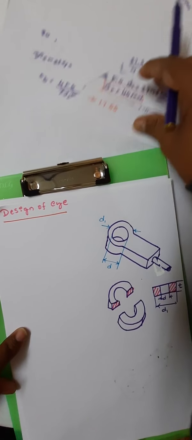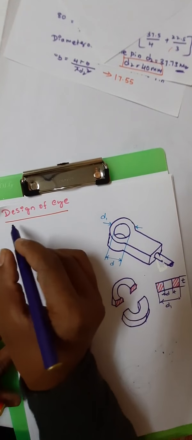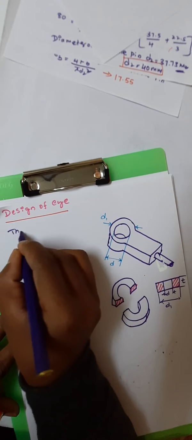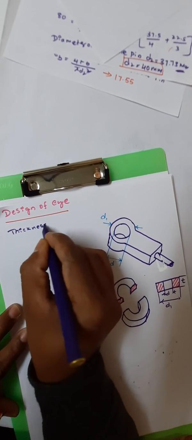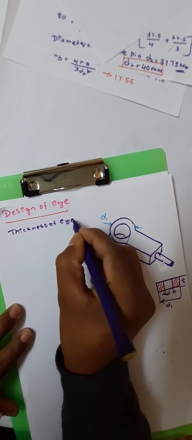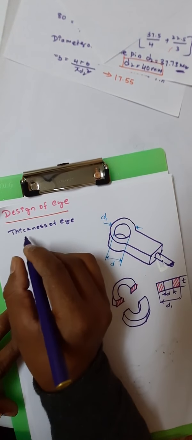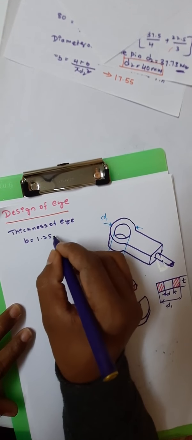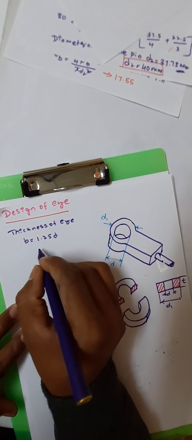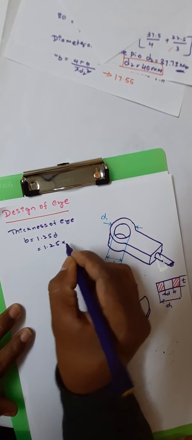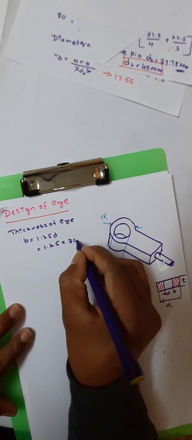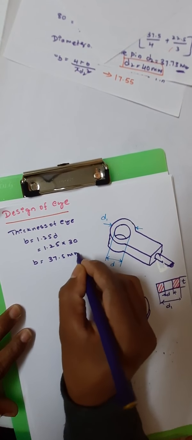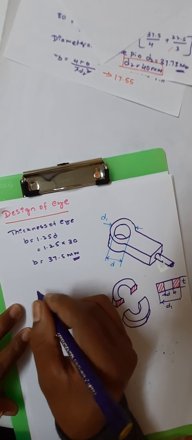First what we need to find out, we need to find out the thickness of the eye. Thickness of eye, that is b is equal to 1.25 times of d. So therefore 1.25 into 30 will get b is equal to 37.5 mm. That is the value of thickness of the eye.